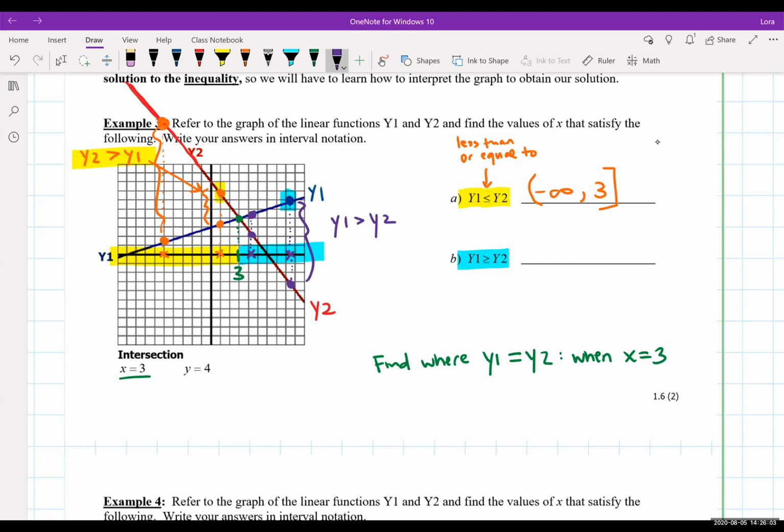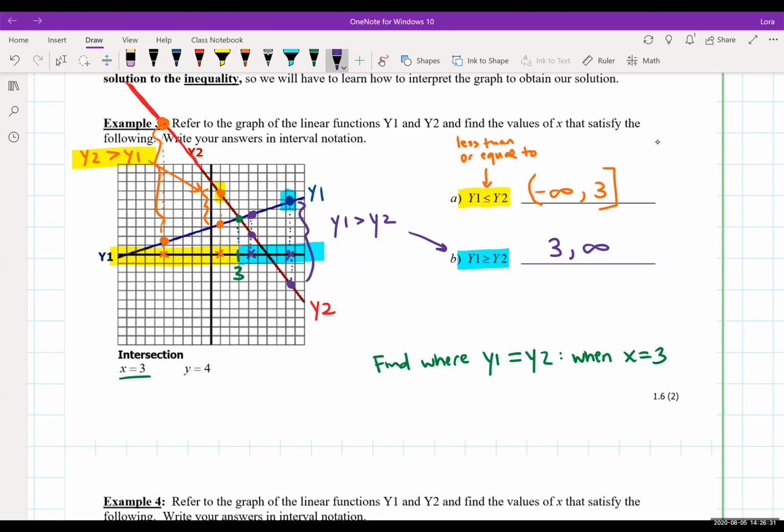So in both cases, y1 is greater than y2. So if you look at which inequality is describing that, we already see it right here, part B. So now all we have to do is describe the region of those x values. That is all the numbers from 3 and on up. So we'd start at 3 and stop at infinity.